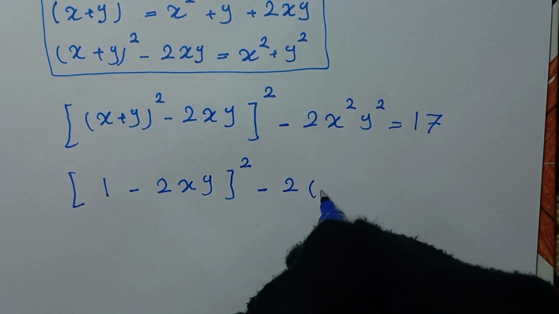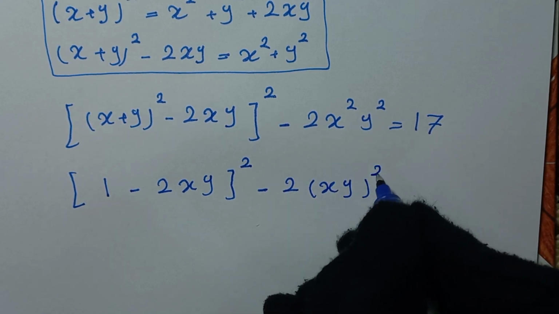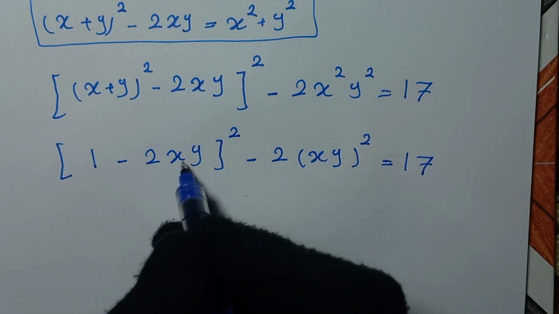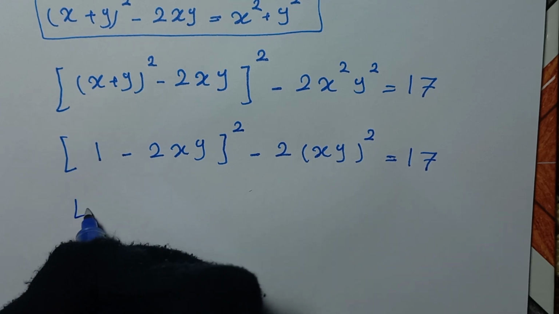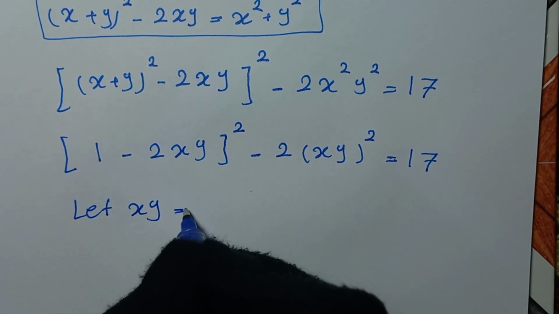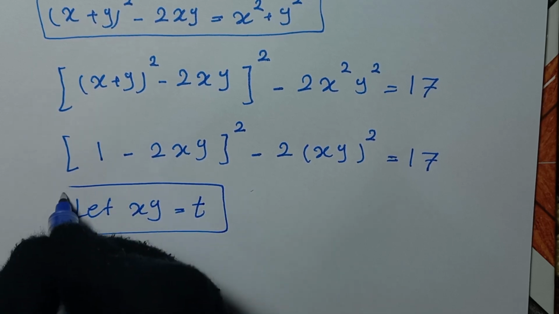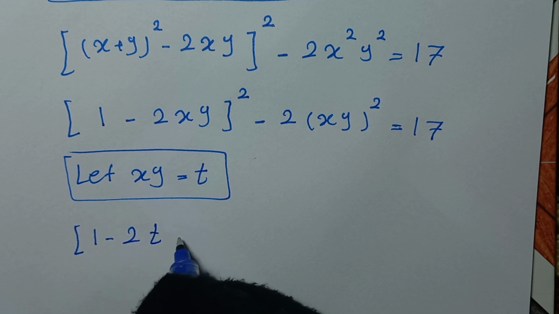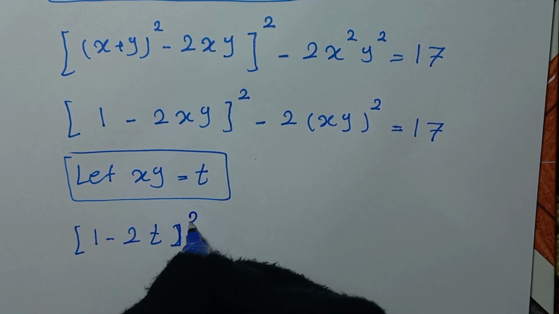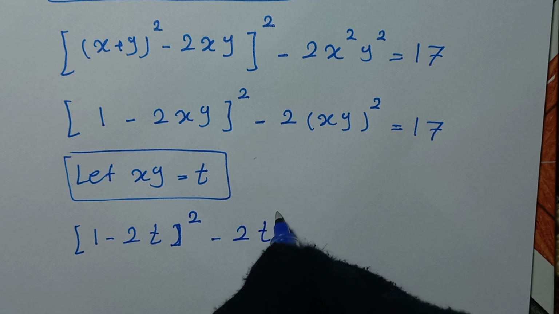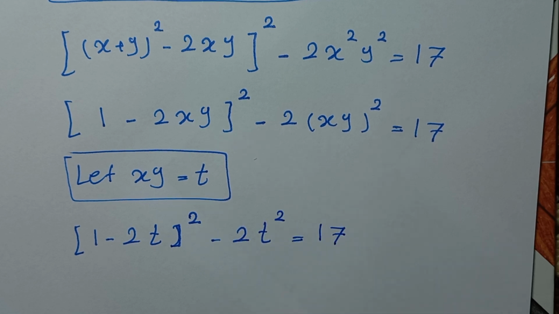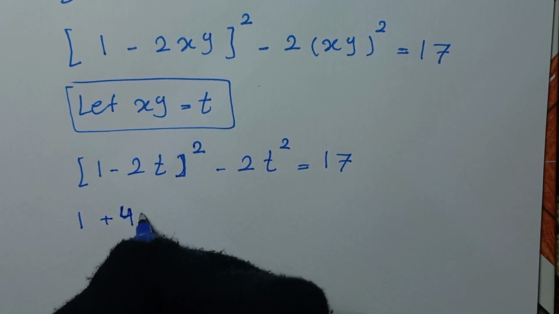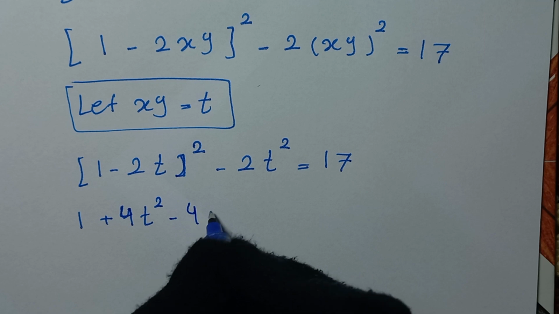We can write x squared y squared as (xy) to the power of 2, right? Is equal to 17. In here, we have xy and xy, so we let xy as t. So, we rewrite this equation, and it will be (1 minus 2t) to the power of 2 minus 2t squared is equal to 17. And this to the power of 2, it will be 1 plus 4t squared and minus 4t, right?